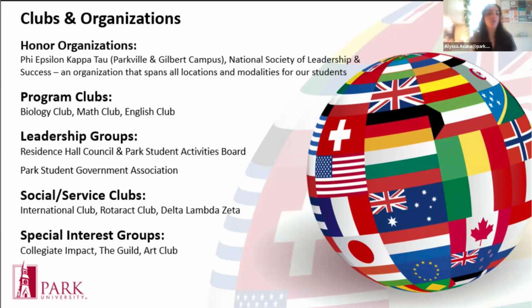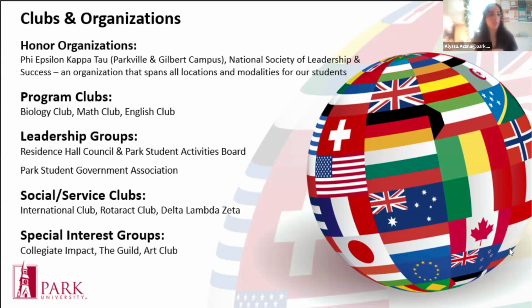Social and service clubs. We have our International Club, our Rotaract, which does community service, and then our Delta Lambda Zeta, which is actually a sorority, and they focus on sisterhood here at college, as well as service. And then finally, our special interest groups. So for instance, Collegiate Impact is our Christian-based club. We have the Guild, who's like tabletop gaming. And then our art club is just a club of creatives who come together and create art. So really, there's kind of everything.